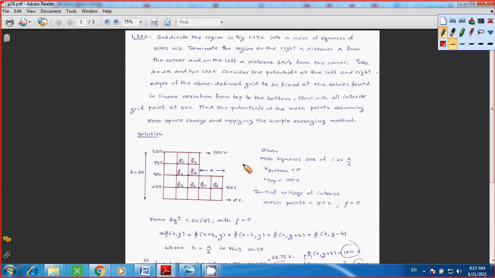Okay, from the problem, we're going to apply the iteration method. What does this mean, iteration? Iteration means that you start with some number of potential. In this case, we start with V1 to V8 equal to 50 volts, and we're going to do calculation until the voltage doesn't change much. So that's going to be the final potential at each point.